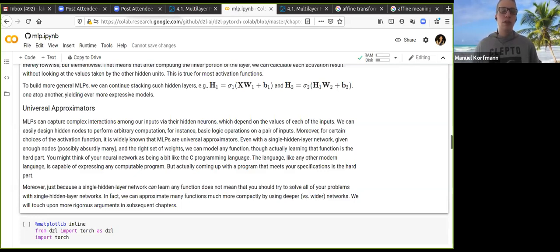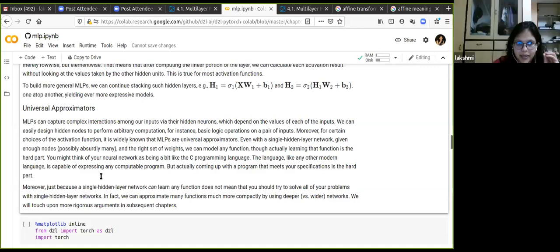Can you reread that sentence? I didn't really understand it. The paragraph, can you start from the headline? Universal approximators.